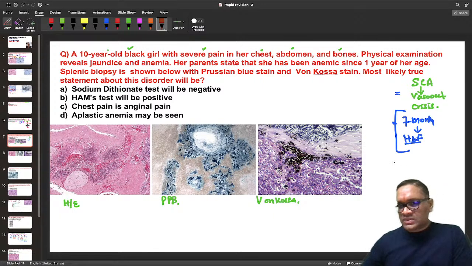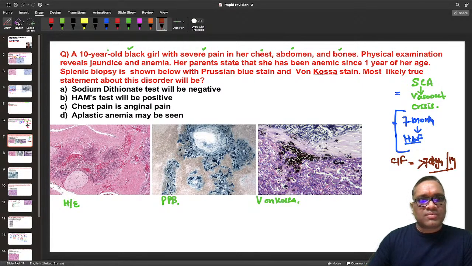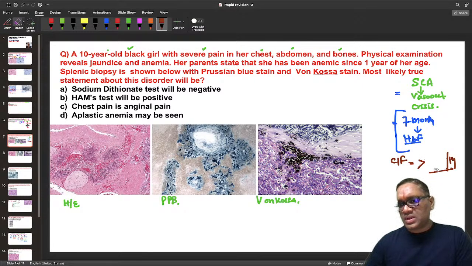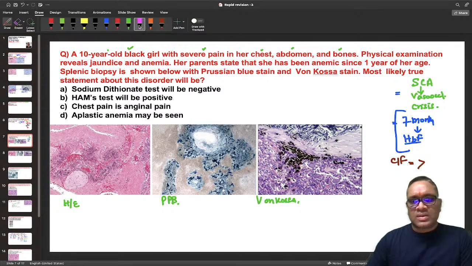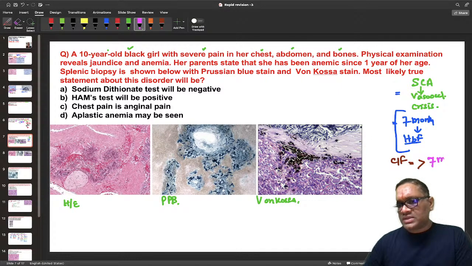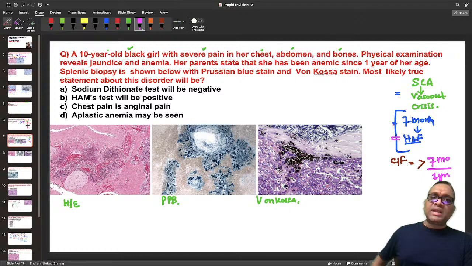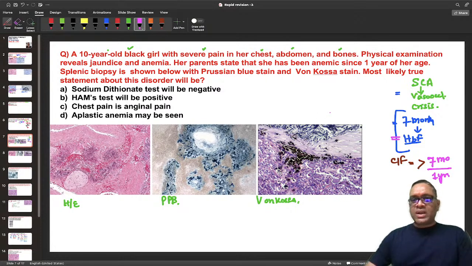So the clinical features will be seen only after 7 months to 1 year. Here I would like to modify that: it happens when they are more than 7 months or maybe 1 year, because until that time fetal hemoglobin is present and prevents sickling. So there is no sickling, no hemolysis, no jaundice, no anemia. This patient will be asymptomatic till 7 months.